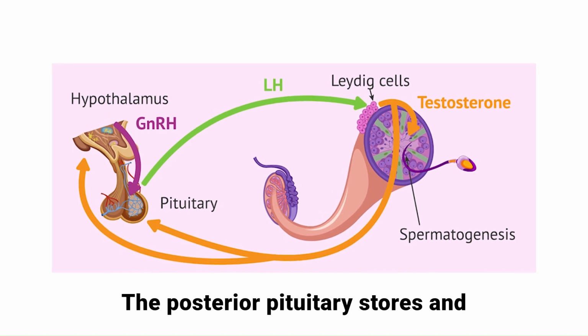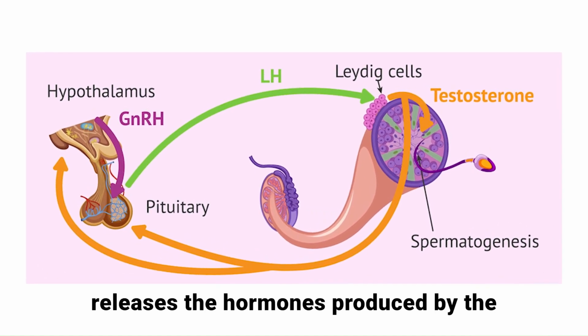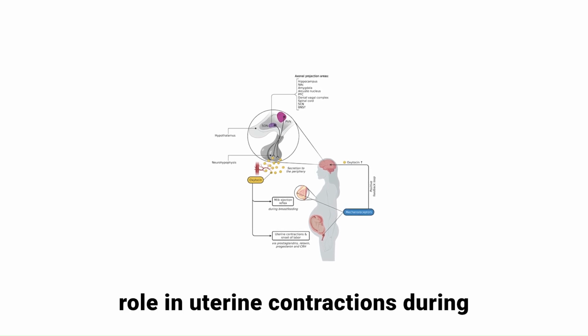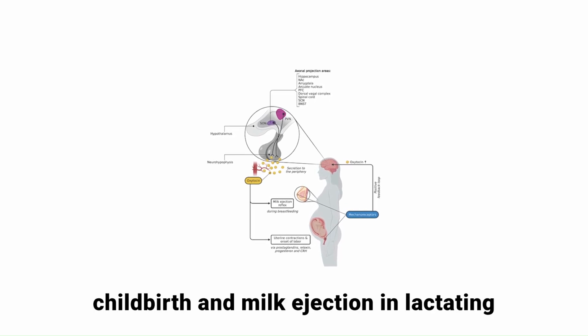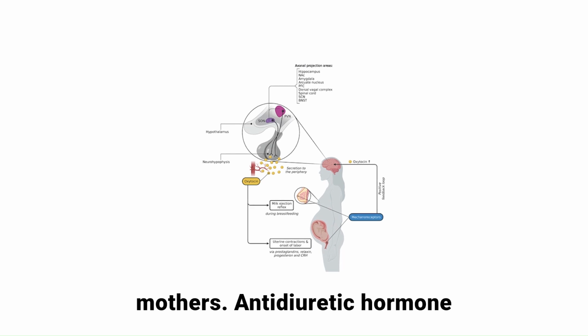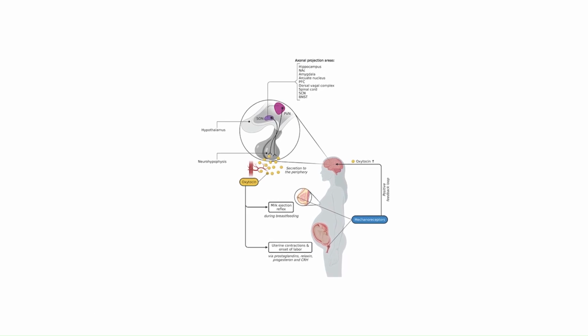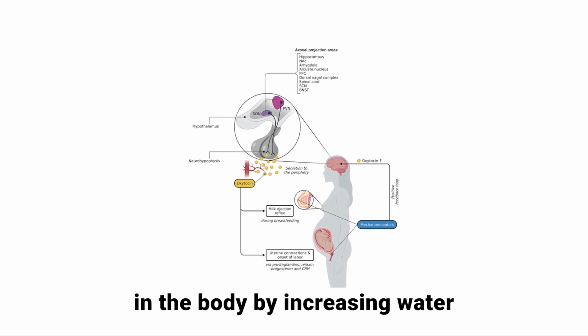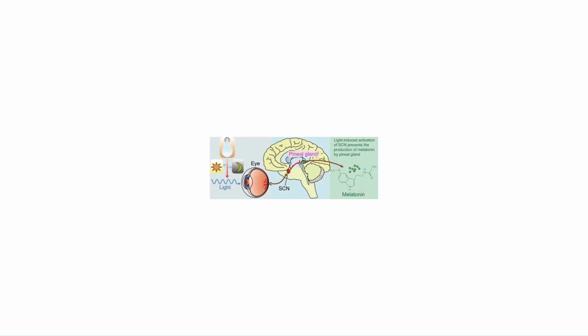The posterior pituitary stores and releases the hormones produced by the hypothalamus. Oxytocin plays a role in uterine contractions during childbirth and milk ejection in lactating mothers. Antidiuretic hormone, or ADH, helps in regulating water balance in the body by increasing water reabsorption in the kidneys.